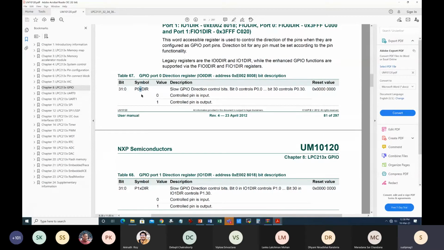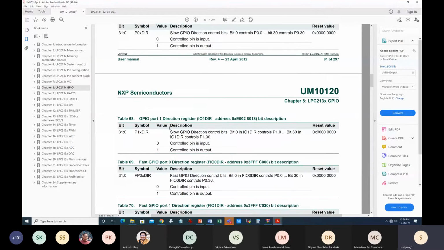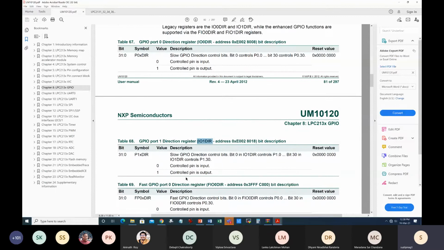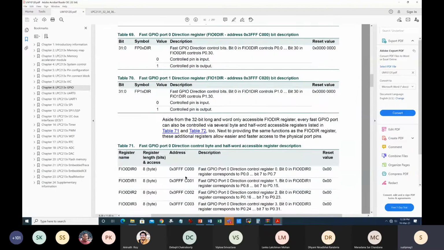Okay, so you can write this port direction as 0 in order to make it an input, and you can write this direction as 1 to make it an output. So this is a defined way to set the direction as input or output. And there is obviously a separate IO1 direction and port IO0 direction for those two ports.